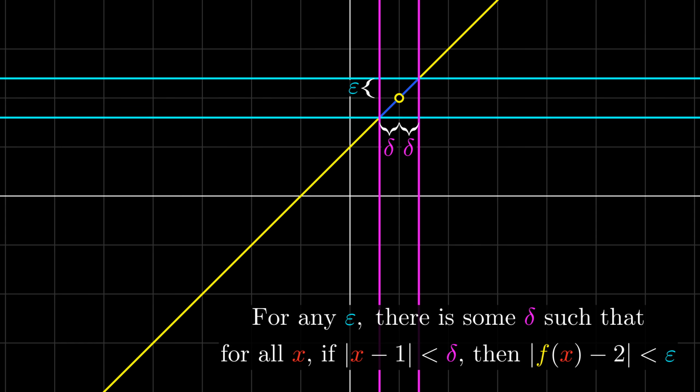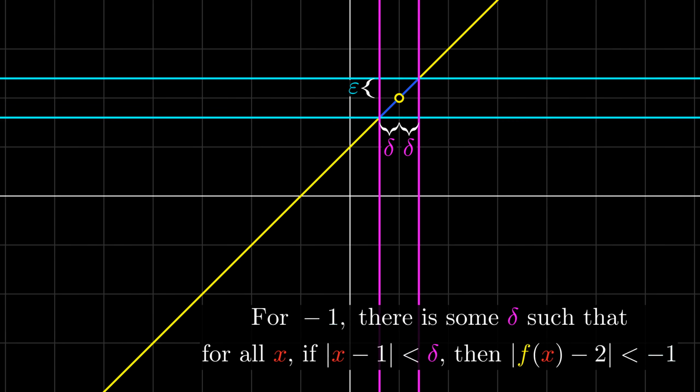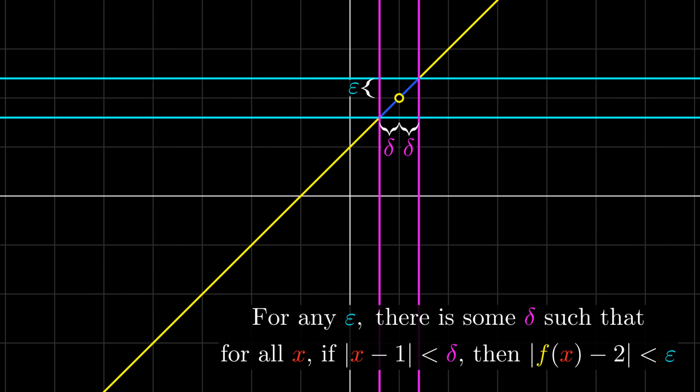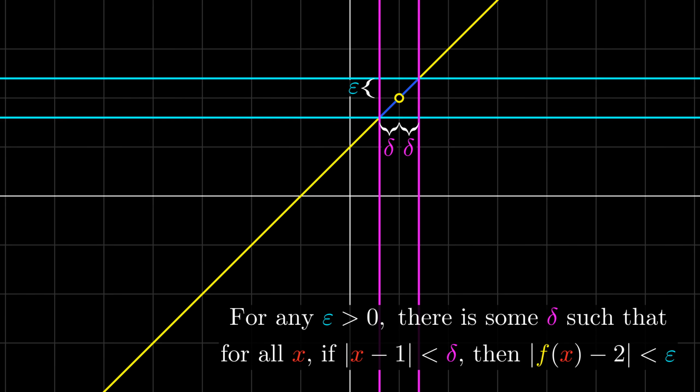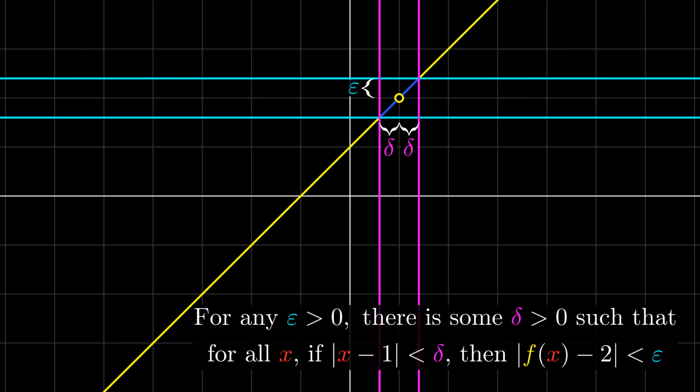No, it isn't. What if epsilon was negative? Then the last inequality would be impossible to satisfy because the absolute value is always positive. But really, epsilon being negative is just silly. We have been interpreting epsilon as a distance from 2, so of course epsilon needs to be positive. We can fix this by saying that epsilon must be greater than 0. While we're at it, we should say that delta is positive as well because it also specifies a distance.